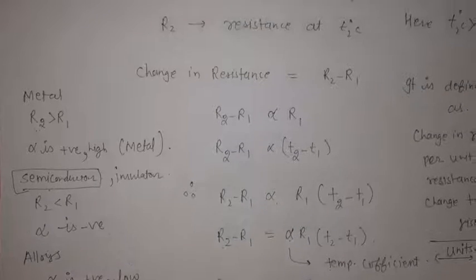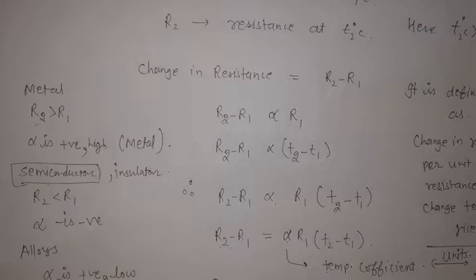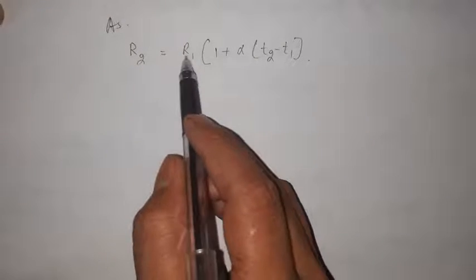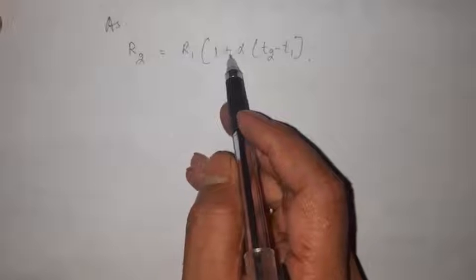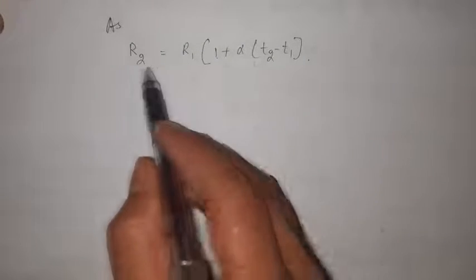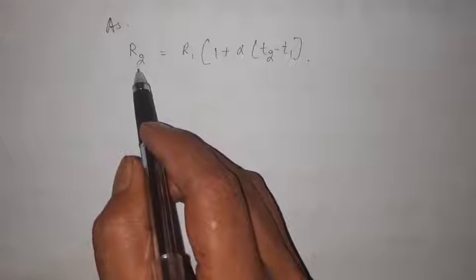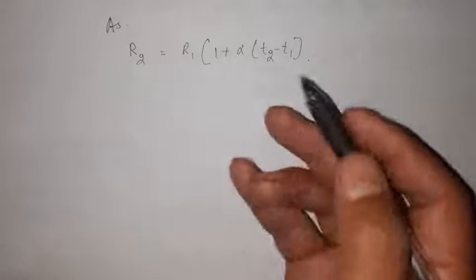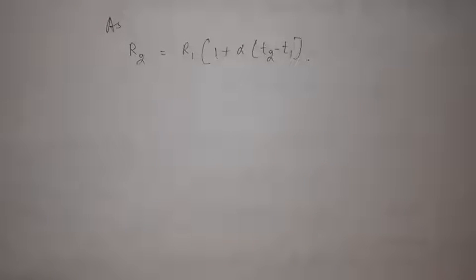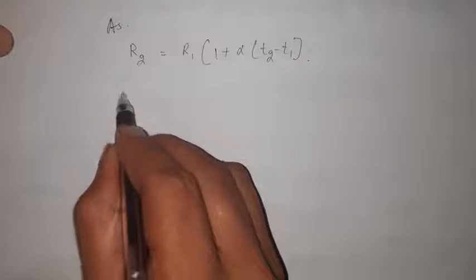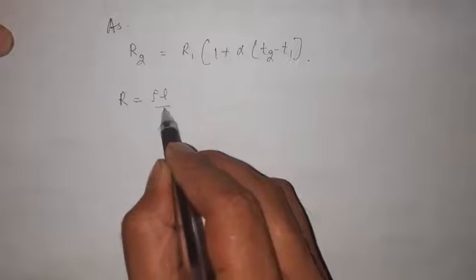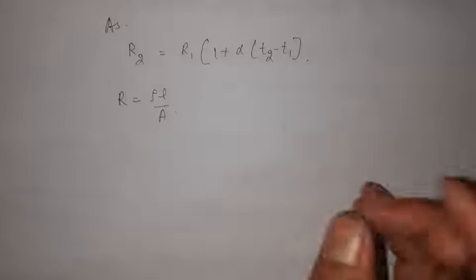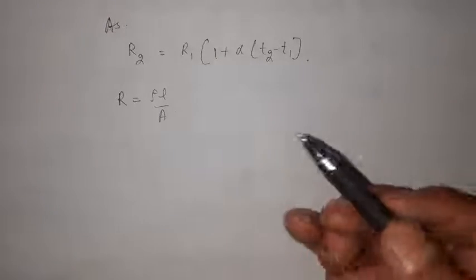Now let us look at how resistivity varies with temperature. As R2 is equal to R1 into 1 plus alpha into T2 minus T1, where T2 is the temperature and R2 the resistance, we can write this similarly for resistivity. Resistance is rho length upon area. We are keeping the same wire, everything the same, and only changing the temperature.